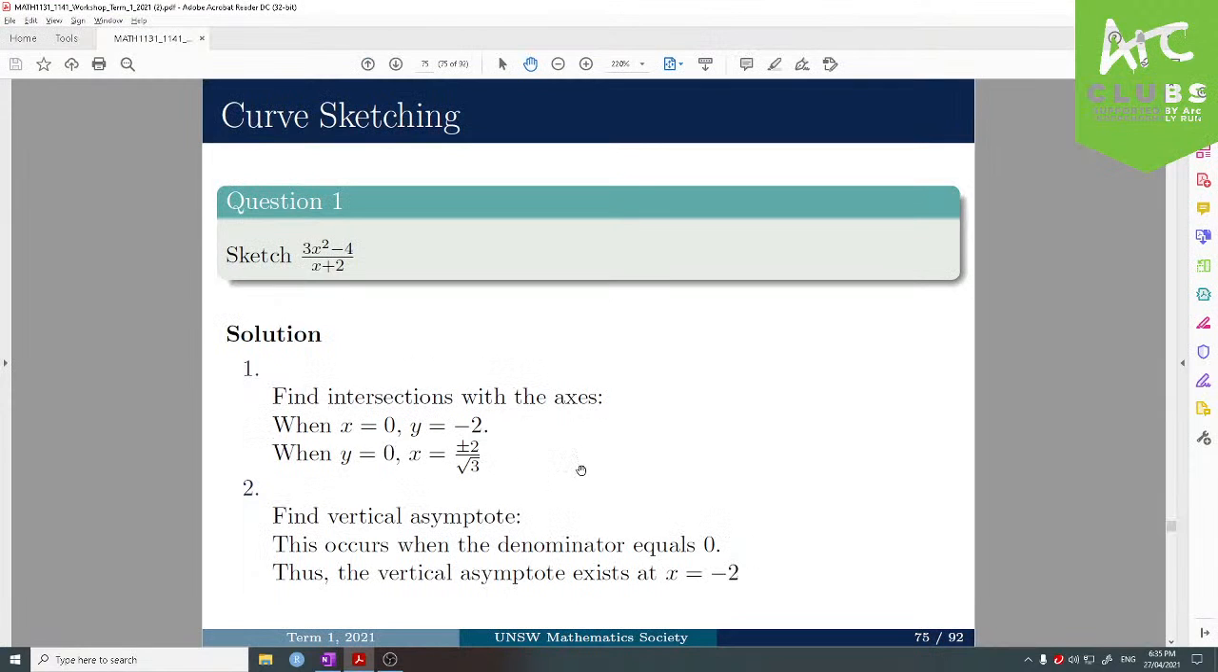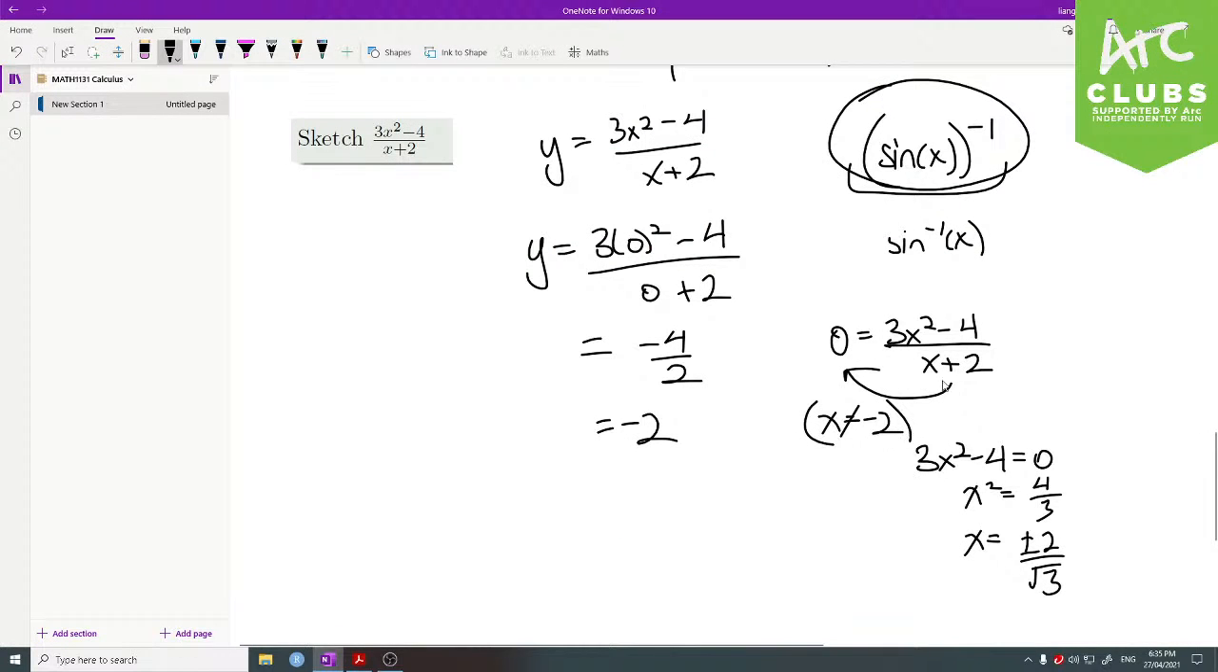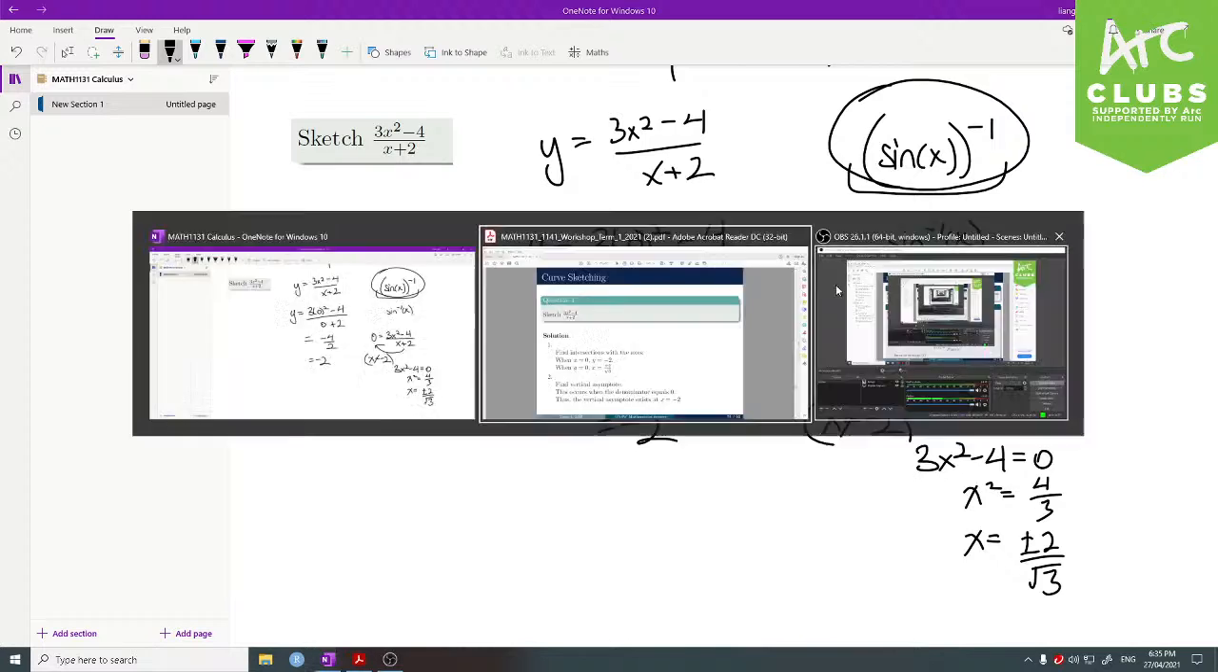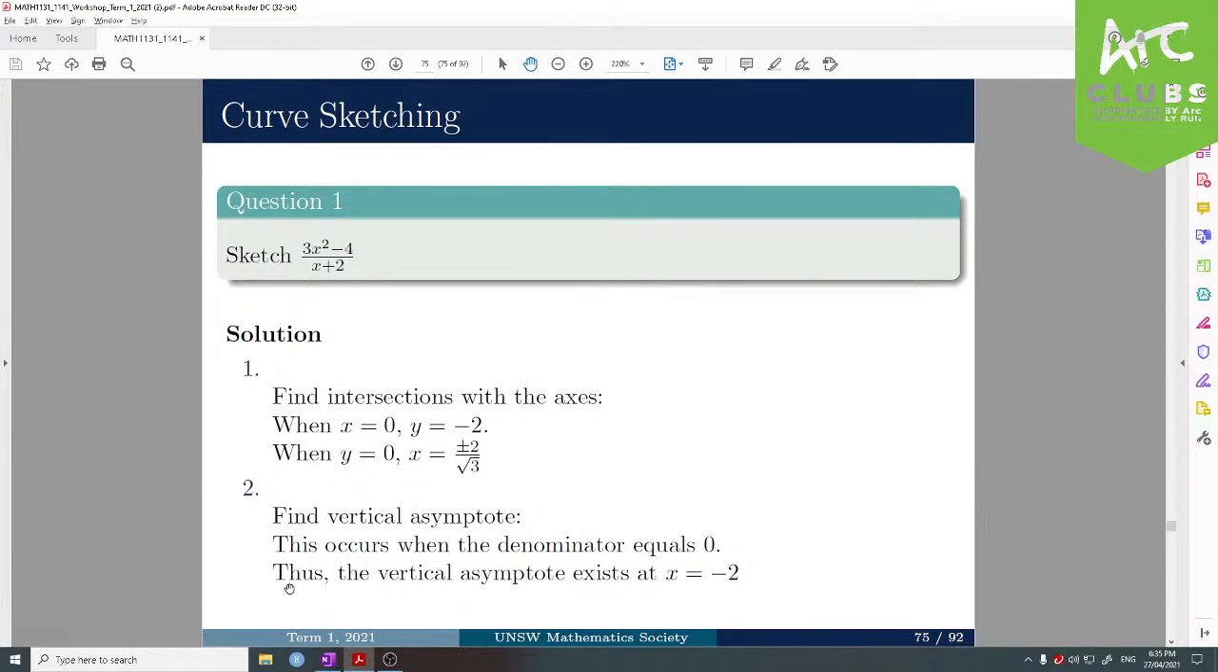Now to find the asymptotes, the first one that we should observe is the vertical one, which is simply when the denominator equals 0. Which we have already shown here. So when x equals -2, the bottom will become 0, which makes the value go to infinity, which then becomes an asymptote. So when x equals -2, we have a vertical asymptote.